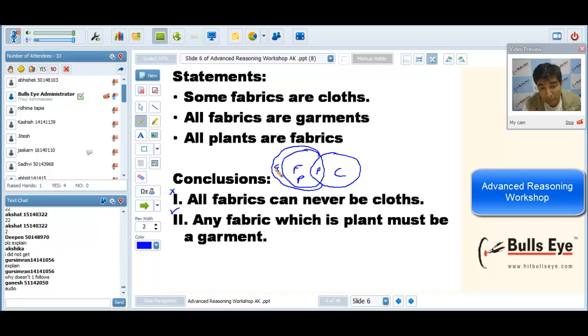Okay, Gursimran, you want me to explain the first point also? Okay. All fabrics can never be clothes. People, since some fabrics are clothes, all fabrics can never be clothes is a wrong statement, because it is already given some fabrics are clothes. Is it okay?